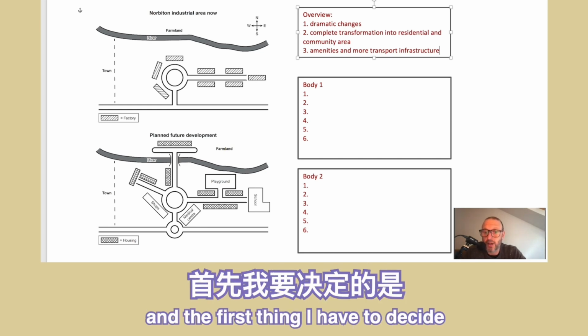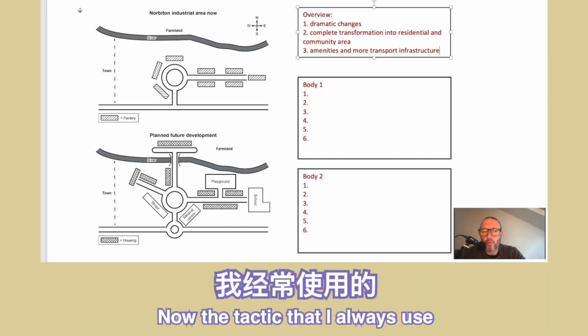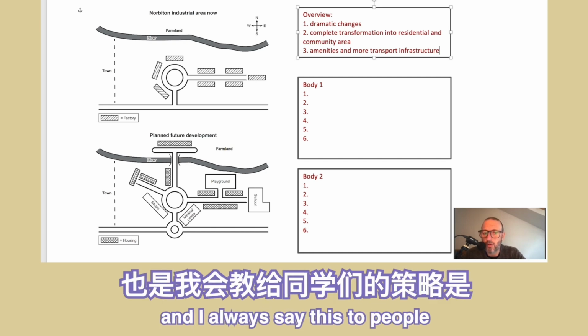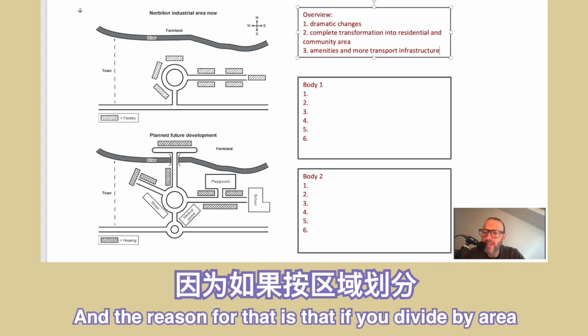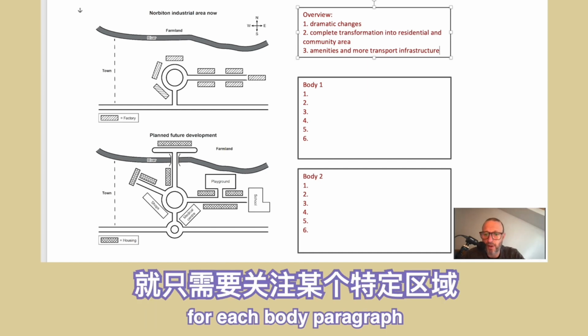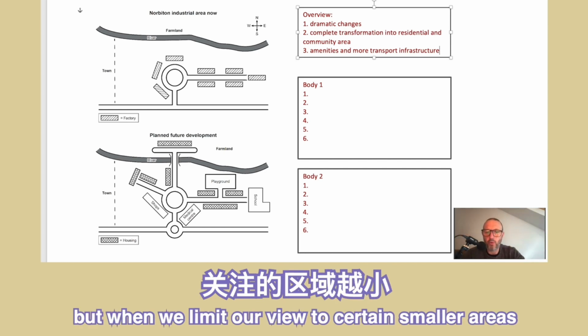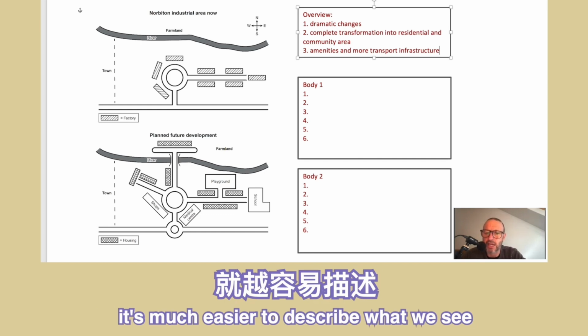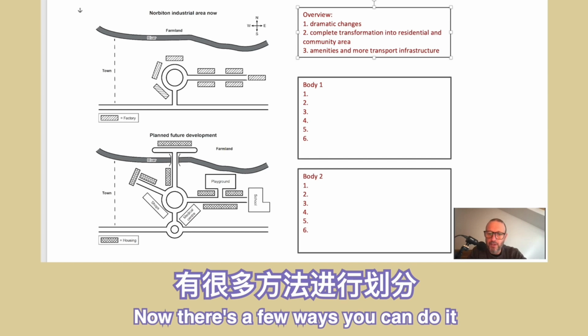And the first thing I have to decide is how am I going to divide my body paragraphs? Now, the tactic that I always use, and I always say this to people, is divide by area. And the reason for that is that if you divide by area, then you only look at certain areas for each body paragraph. When you look at the whole map, there's kind of too much information. But when we limit our view to certain smaller areas, it's much easier to describe what we see, especially under pressure in a test.